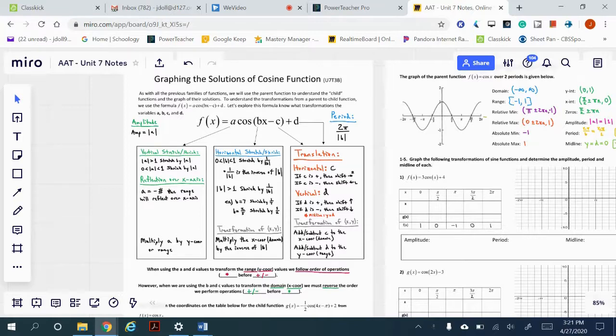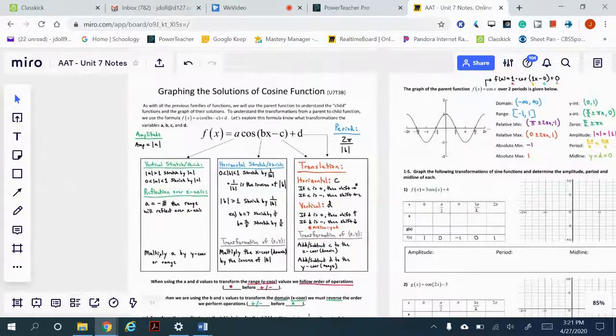They're going to look pretty similar, and it's almost impossible to distinguish a cosine graph from a sine graph if you don't know where the period begins and ends. So let's dive right in here.